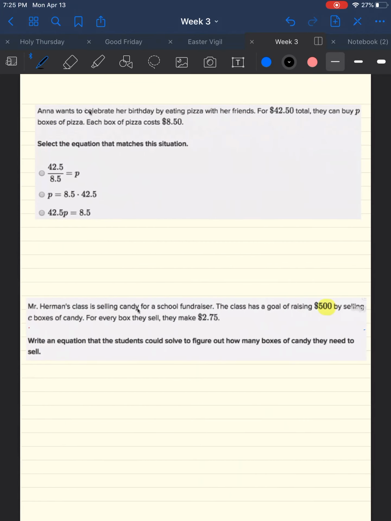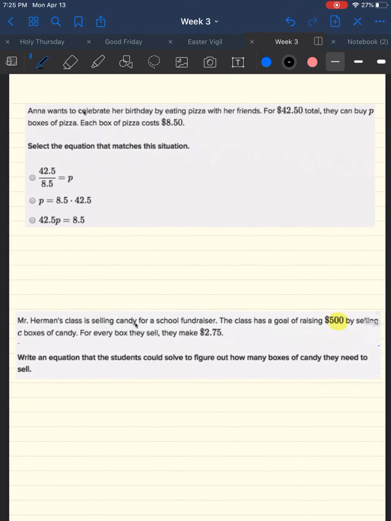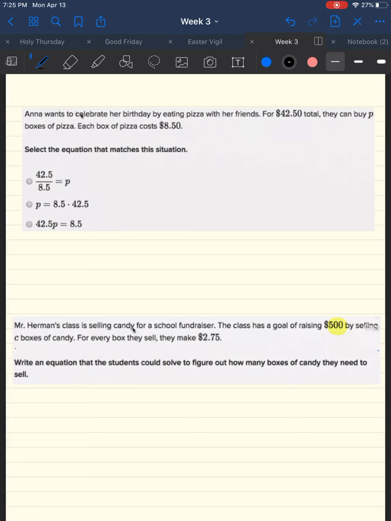So let's take a look at question 1. Anna wants to celebrate her birthday by eating pizza with her friends. For $42.50 total, they can buy P boxes of pizza, and each box of pizza costs $8.50. Select the equation that matches the situation.